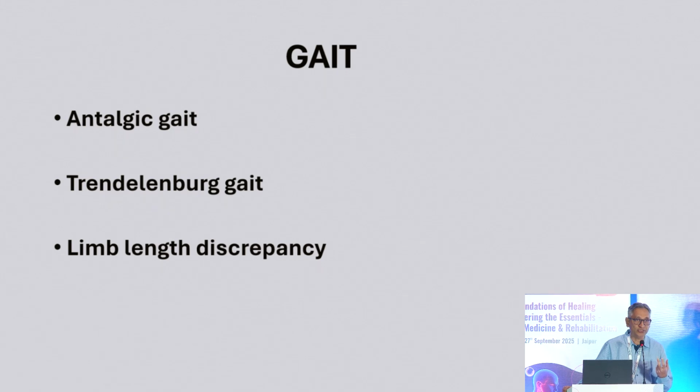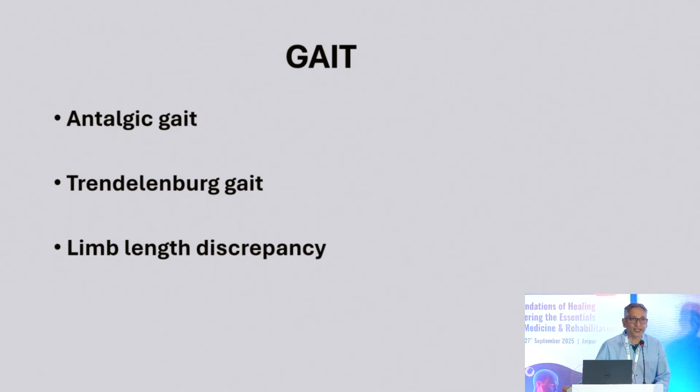And also the stance phase is reduced, and he will take short strides. This is the typical characteristic of an antalgic gait. So you should look for the stance phase, the stride, and the cadence, and the lurch also. The lurch is towards the affected side in an antalgic gait.